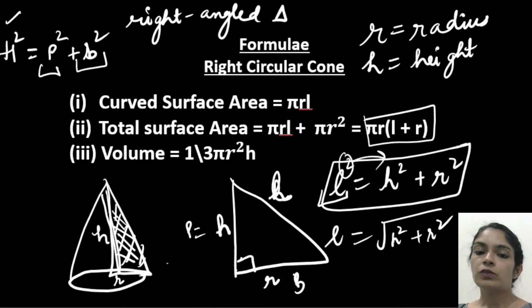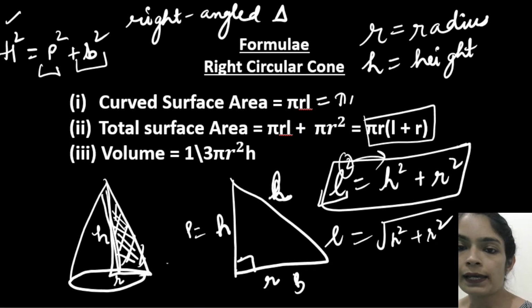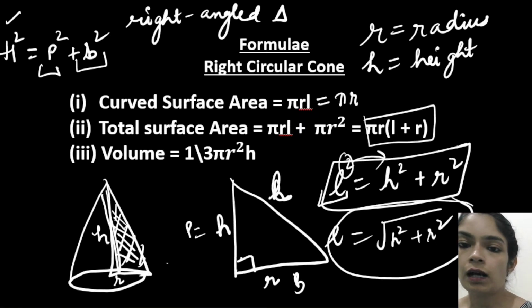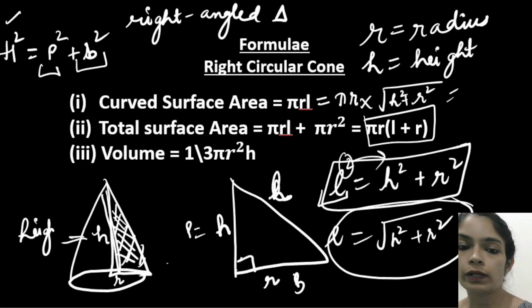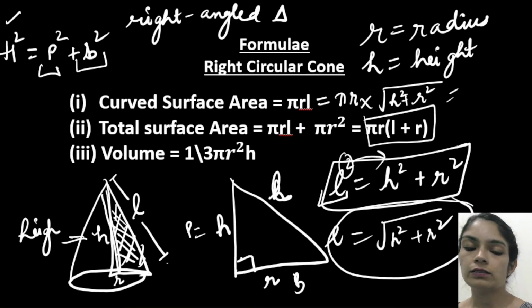Is it clear till here? So I have told you the formula. See here, if I substitute the value of L, what we will get? Pi r. L's value, what we have got here? Square root of h square plus r square. So L is known as slant height. Is it clear till here? You should be very clear with the terms. H is height, that is straight vertical height. Slant height is this height that we will be writing as small l, and this is the base radius. Is it clear till here? Anyone, any doubt in any of the terms?